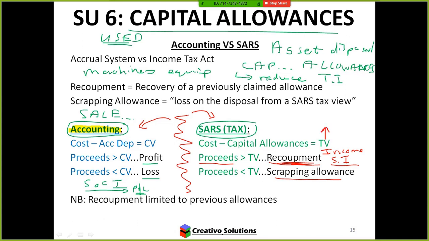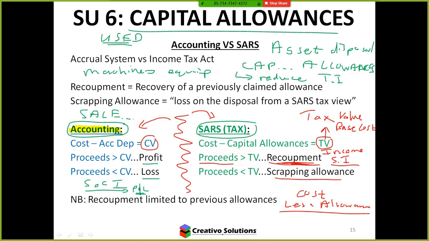The TV stands for taxable value or tax value. Another word for that could be base cost. SARS will have a view on your asset, the base cost or the tax value. What is the taxable value of that asset? The taxable value would basically be the same as the carrying value. When you look at accounting, you talk about carrying value. When you look at SARS, you talk about tax value. What would the tax value be? The tax value would be the cost of the asset less any allowances. They could be capital allowances or deductions in terms of wear and tear. It doesn't matter. Cost minus deductions or allowances gives you the tax value.